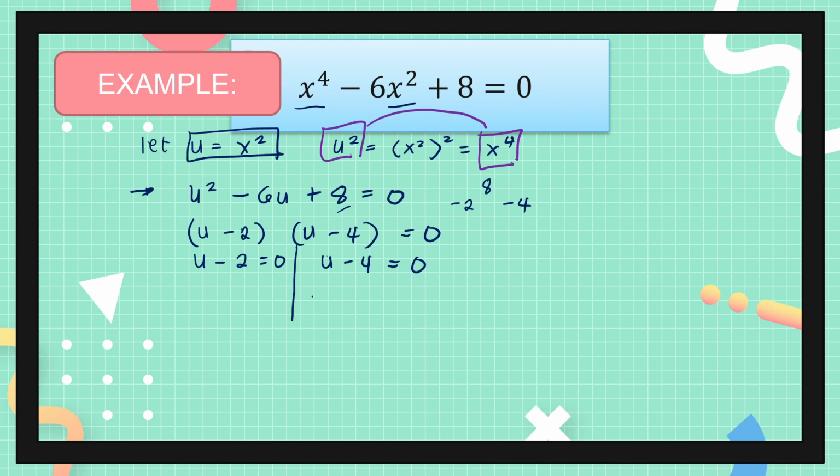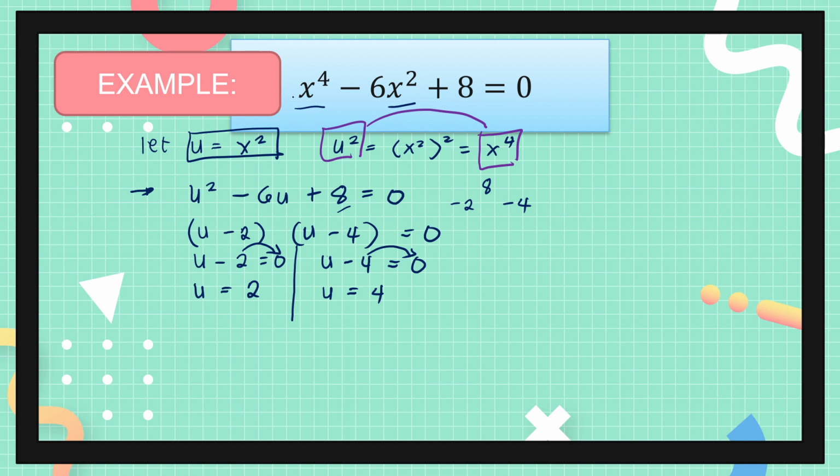Okay, so let's go to the first factor. u minus 2 equals 0. You will transpose negative 2 to the other side and it will give us u equals positive 2. And then for the second equation, u minus 4 equals 0, transpose negative 4 to the other side and it will give us u equals positive 4. So we have now the values of u. But the question here is, what are the values of x? Because that is the variable in the equation.